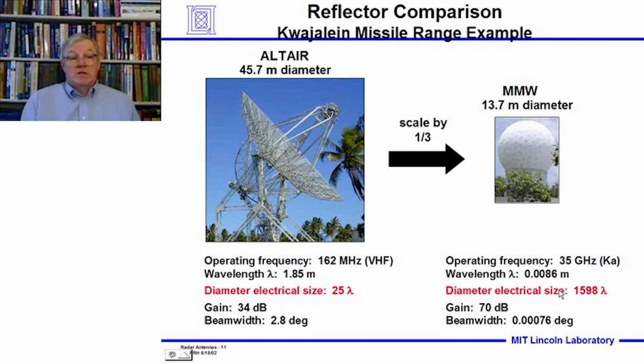But this antenna has an electrical size of almost 1,600 wavelengths, which gives a gain of 70 dB. 3.5 orders of magnitude, 7 orders of magnitude. A 2.8 degree beam width versus 0.00076 degrees, like a thousandth of a degree, a little smaller than a thousandth of a degree. So it isn't the physical size of the antenna as much as the electrical diameter, the electrical size, that really makes all the difference.